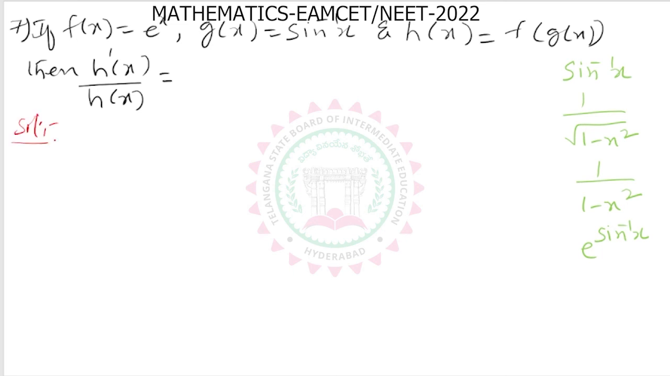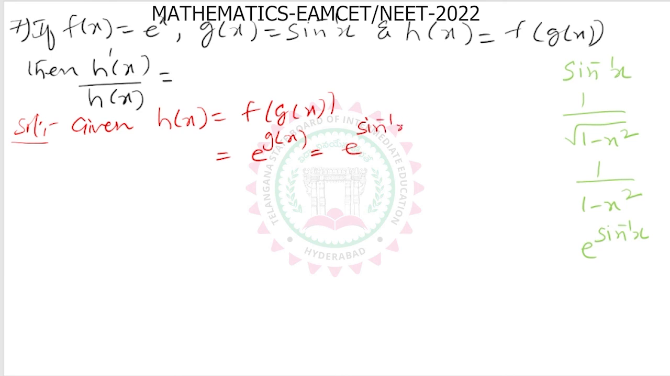Now come to the solution. What is given? f(x) defined, g(x) defined, and he has defined one more function, that is called the composite function. So given, I start my answer from this composite function, h of x is equal to f of g of x, right? So what is f of x? f of x is equal to e power of x. So this is equal to e power of, what is my x? g of x, right? What is g of x? Nothing but sin inverse x. So e power of sin inverse x. So it means that my question reduces to h of x is equal to e power of sin inverse x.